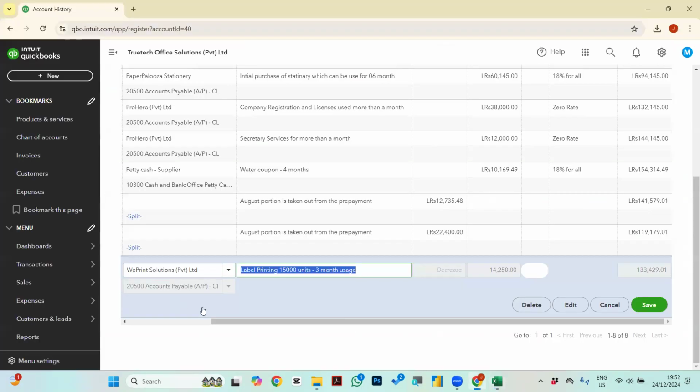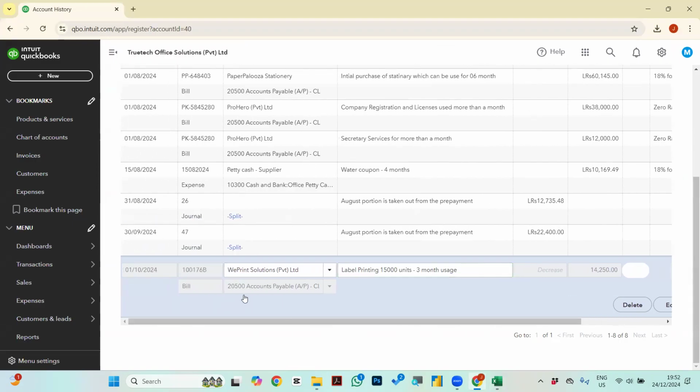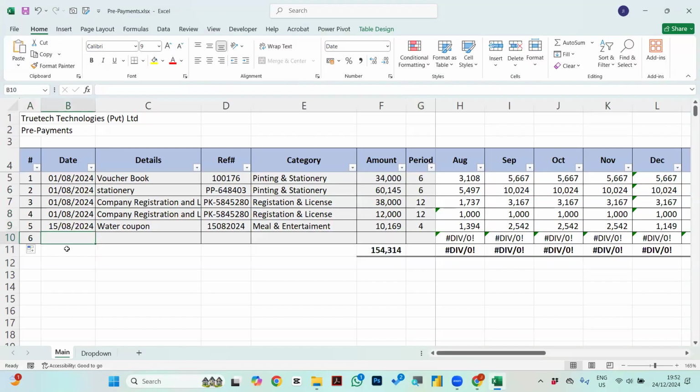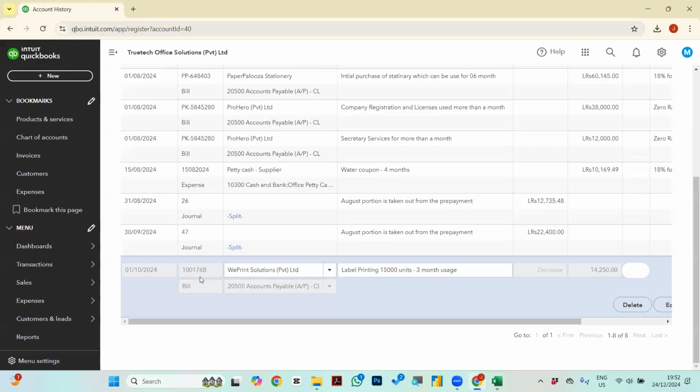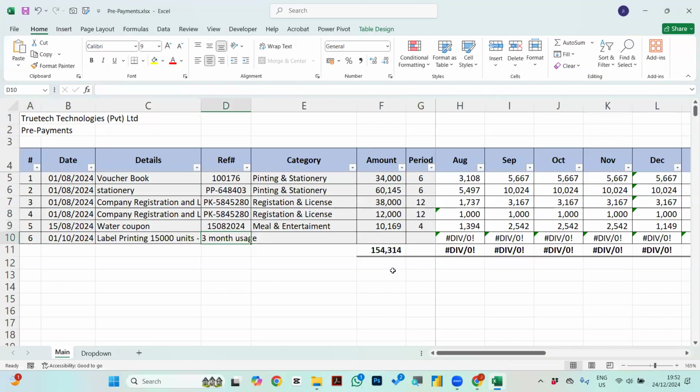On what date? We made this payment on 1st of October, so that makes our life easier. 1st of October, this is the detail. So reference number, we have got a reference number. It's better to put the reference number. So what expense is this?